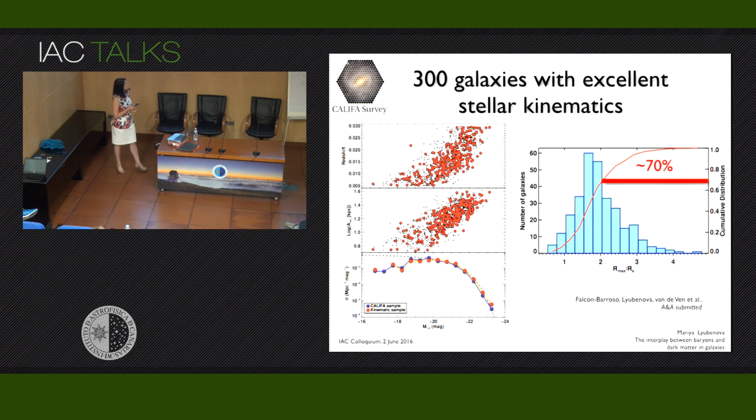What is very important is that our stellar kinematics extends for 70% of the galaxies beyond about 2 effective radii. This is a significant improvement with respect to previous surveys, due to the large field of view of the instrument used, the PPAK instrument, and also because the sample was selected to fit at least D25 inside the full field of view. So we have good quality data much beyond 1 effective radius, which is what is typically achieved with previous surveys.